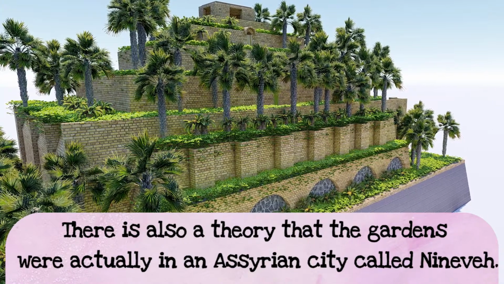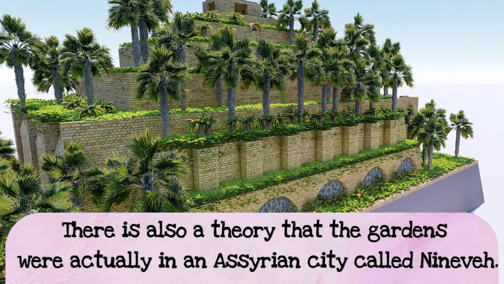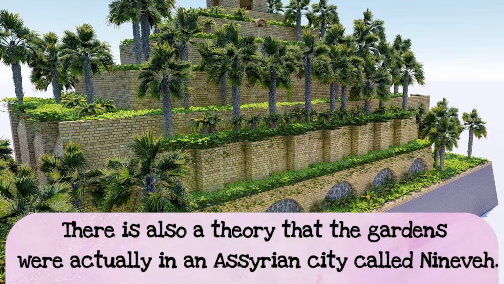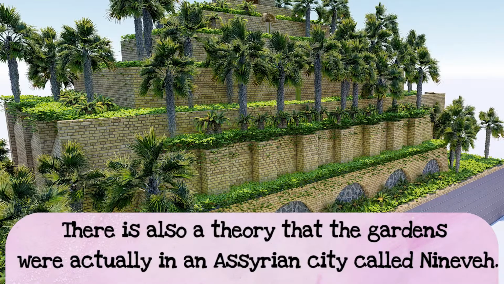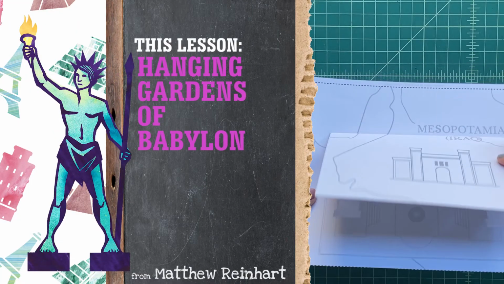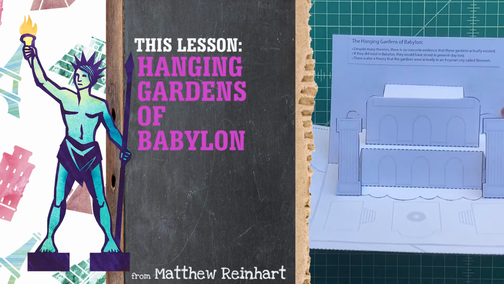And there were actually a step-like series of gardens on tiers that had all these different types of trees and shrubs and vines, and it almost looked like an entire green mountain. All right, well, enough about the legends, enough about our theories about what the gardens were. Let's make our own garden.